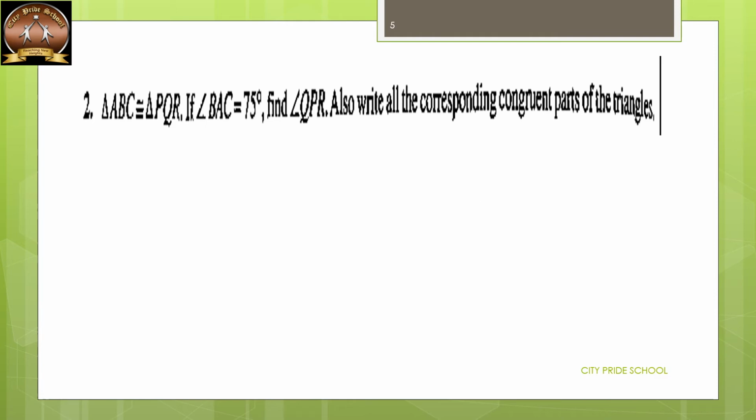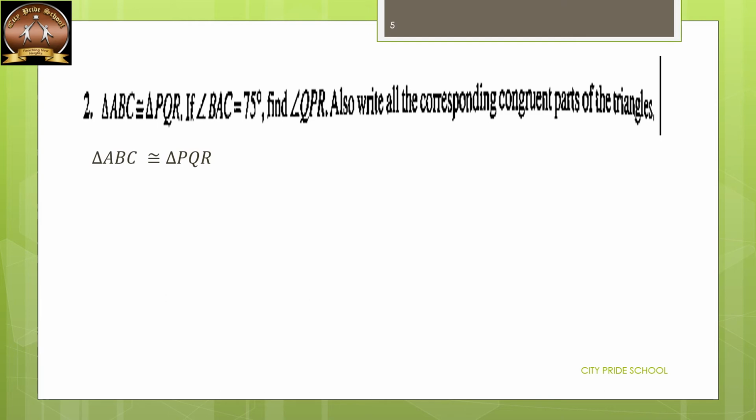Now let us come to question number 2. Here it is given that triangle ABC is congruent to triangle PQR. They are saying that angle BCA is 75 degrees and you have to find the angle QPR and also write all the corresponding congruent parts of the triangle. So we know that triangle ABC is congruent to triangle PQR.